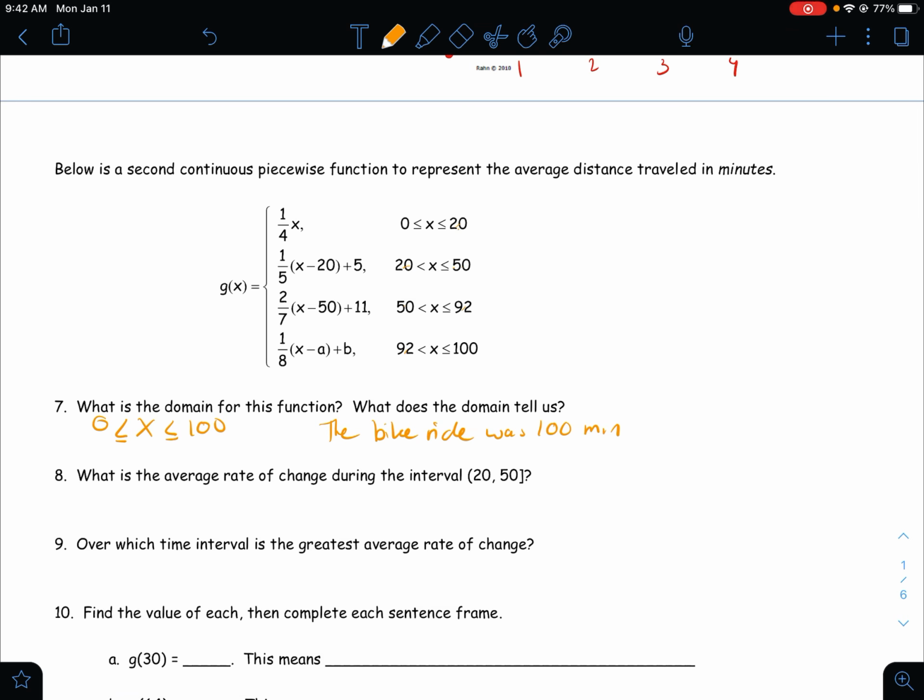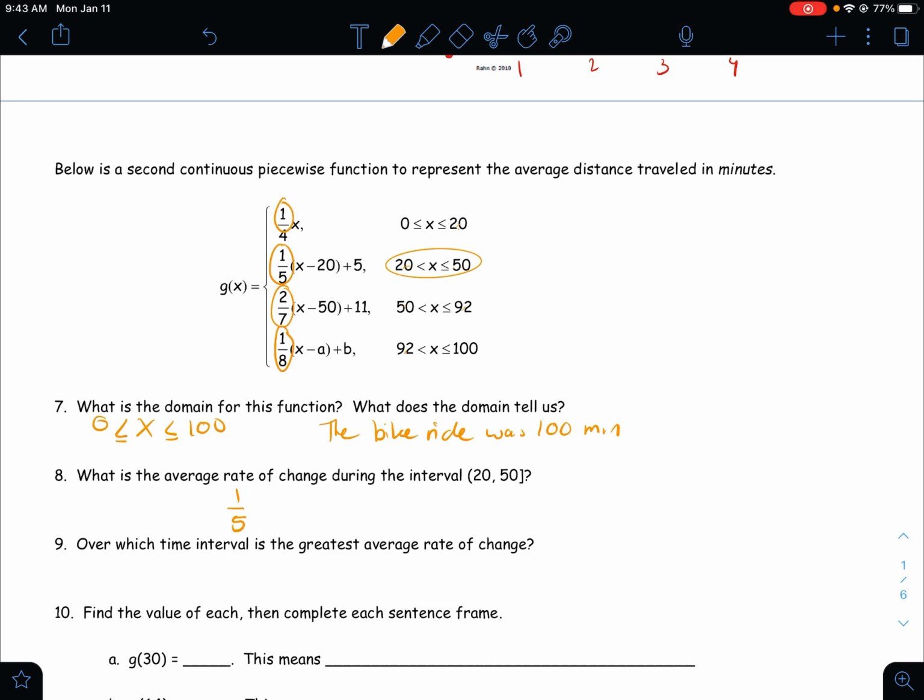And then what is the average rate of change during the interval 20 to 50? So if we look here, essentially rate of change is the slope between those 2 values. So we can make our lives easy. The rate of change is 1/5. All right. Over which time interval is the greatest average rate of change? So again, the average rate of change is going to be your slope. So which one of these is the largest?